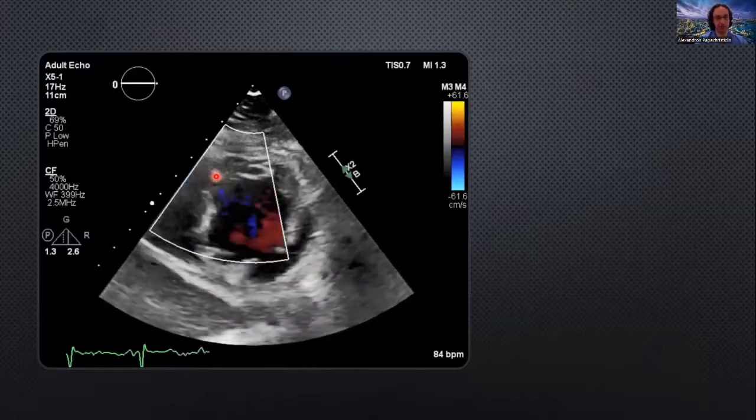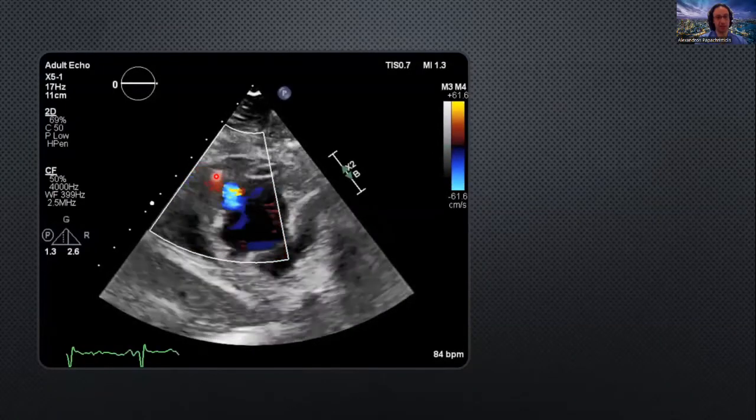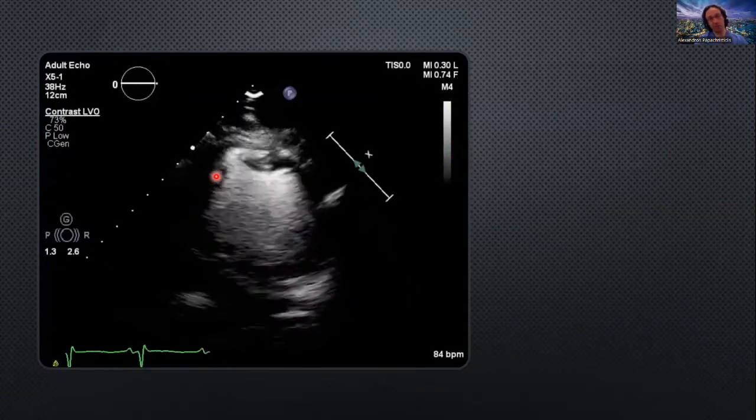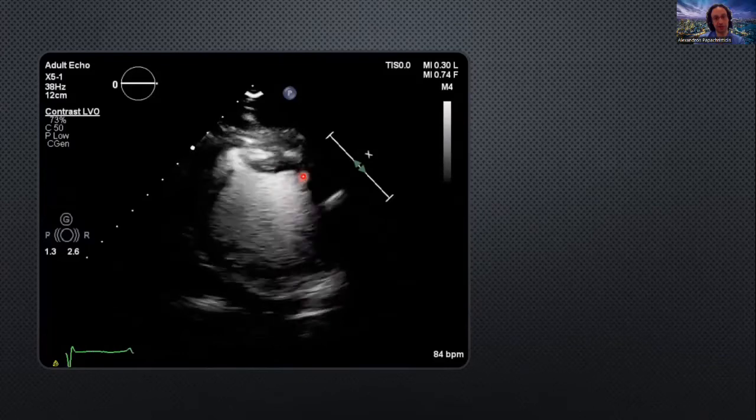In the curve, you see flow from the left to the right side, as expected. And using contrast here, you can see the gap. Actually, you can measure the gaps. There you can see a bit of scarring here. That's a bright area here.